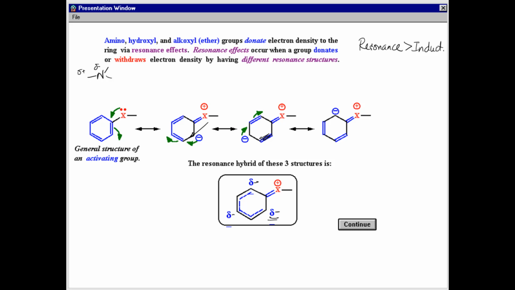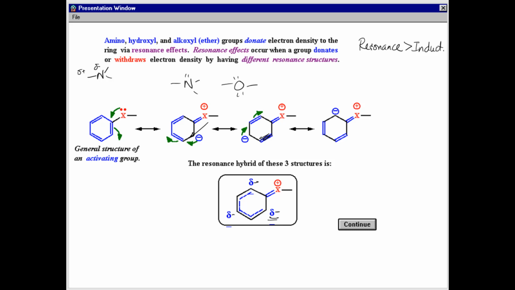It doesn't take a whole lot. Okay, so that's how a nitrogen group and an oxygen group donate their electron density, and in forming these resonance structures, I have pushed electron density into the ring and made it react faster.